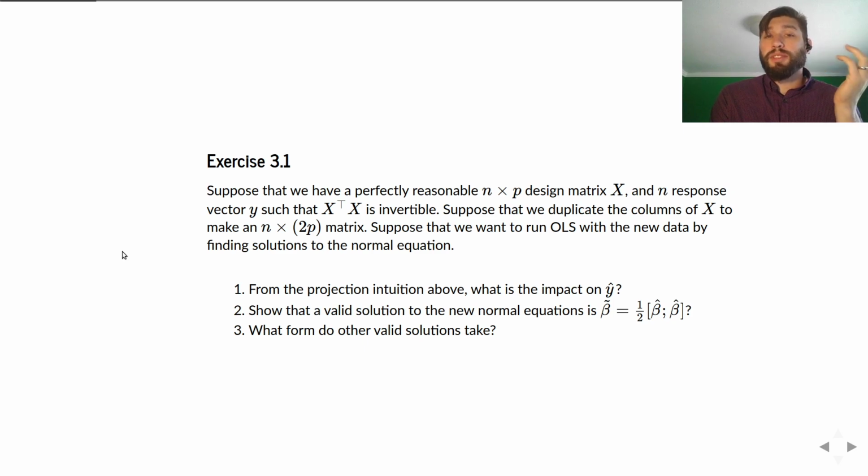Now suppose that we duplicate the columns of X. This could happen if someone was encoding these variables and accidentally created one twice, and then did it for all of the variables for some reason. Suppose that we duplicate the columns of X to make an n by 2p matrix, so now there's twice the number of columns that we had before. And suppose that we want to run ordinary least squares with the new data by finding solutions to the normal equation.